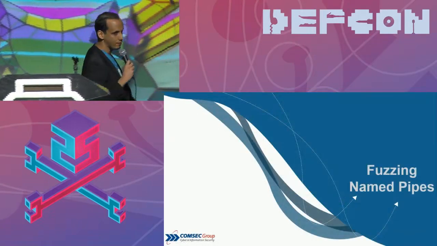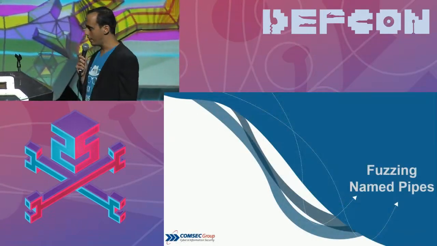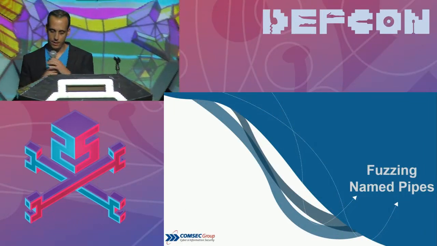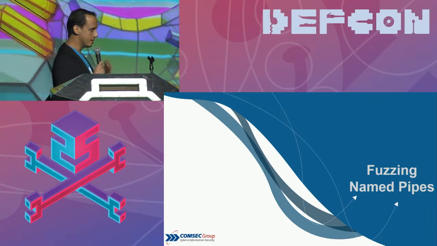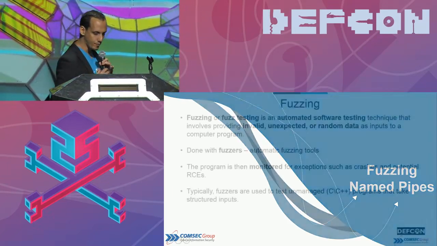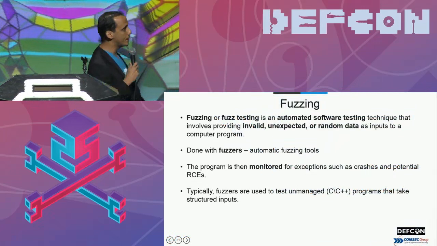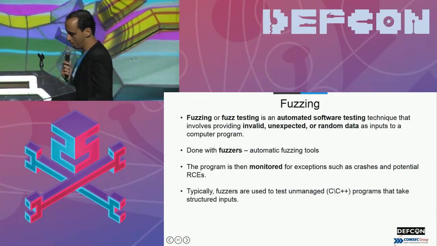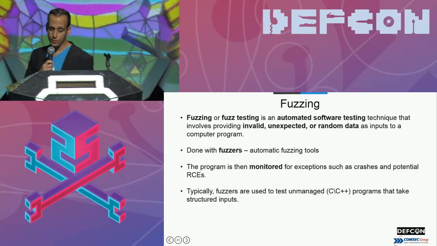So, a key process of finding vulnerabilities, either if you want to jailbreak an iPhone or you want to find any unmanaged code vulnerabilities, is fuzzing. And this is what we're doing. If you are not familiar with fuzzing, let's just quickly go through the basic terminology and definition of it.